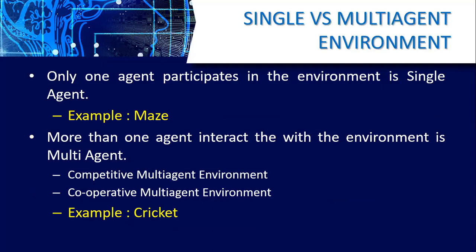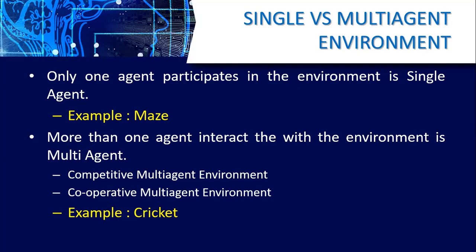Next is single versus multi-agent environment. If only one agent is involved in the environment, it is considered a single agent. Example, a maze game. If multiple agents can interact with the environment, then it is called multi-agent. In multi-agent, you have two more types: competitive multi-agent and cooperative multi-agent. You can take a Ludo game as an example of competitive multi-agent because a simple Ludo game can be played by up to 4 players.